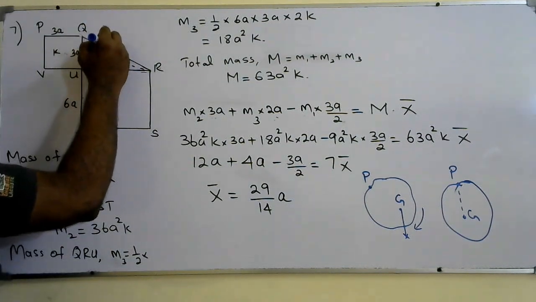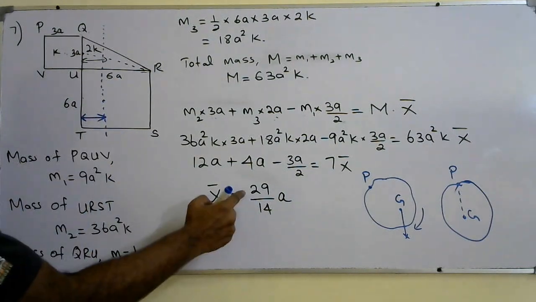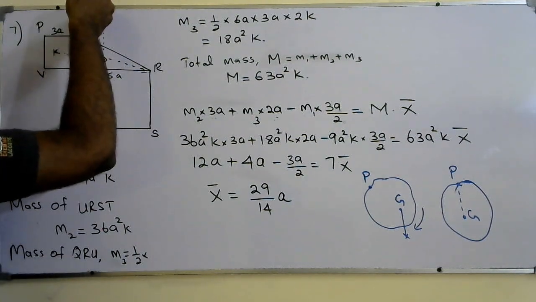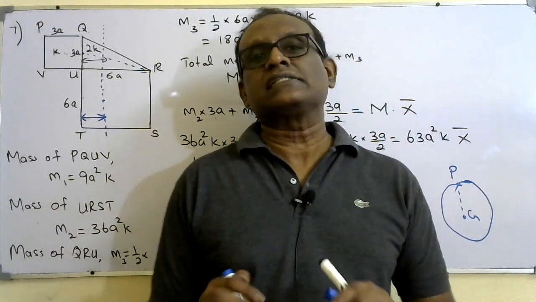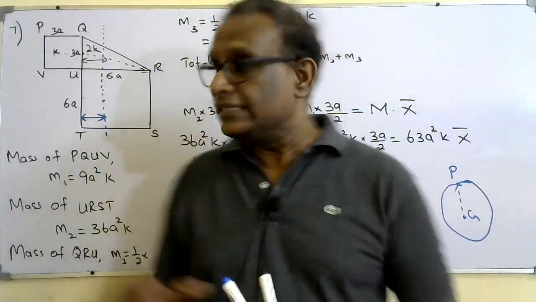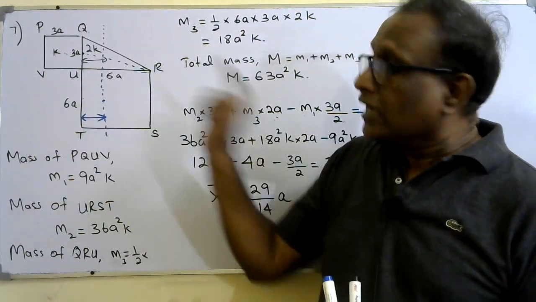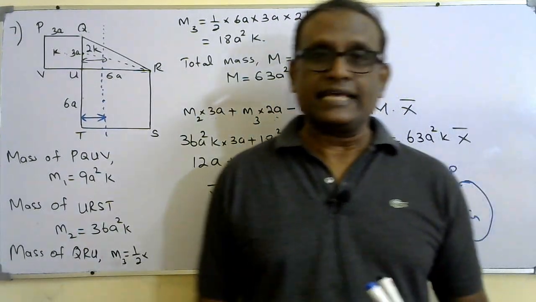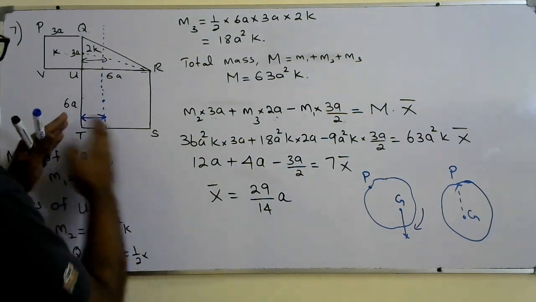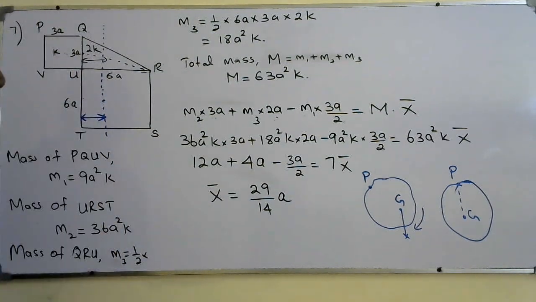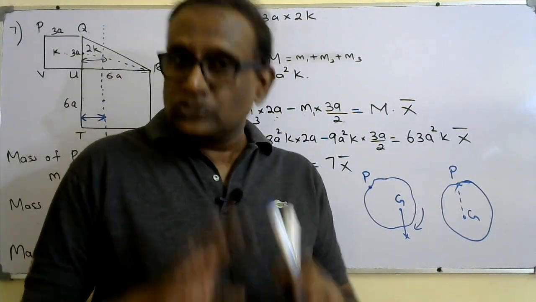If I draw a vertical line which is at a distance of 29/14, the center of mass is on this line, but I don't know exactly the point at which the weight is acting. I know only the distance of the center of mass from the line QT, not the point where the weight is acting. So the center of mass is somewhere on this line, which is at a distance 29/14 A from the line QT. So I need to find the exact point of the center of mass. Okay, we'll find it there.